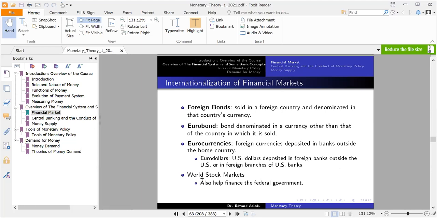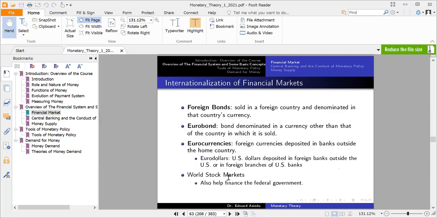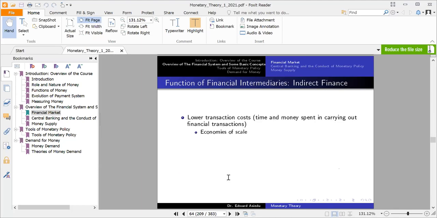Internationalization of the financial market. We also have stock markets where you can buy stocks from the international stock markets. So I can sit in Ghana and buy some stocks or invest in some other economies. Cryptos are making it even much easier to do. All right. Functions of the financial intermediaries.